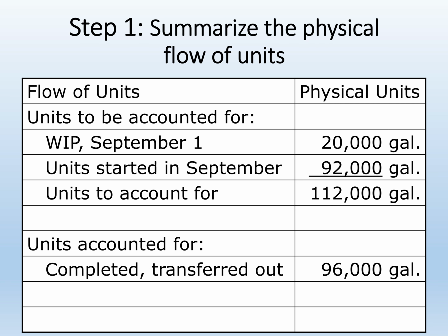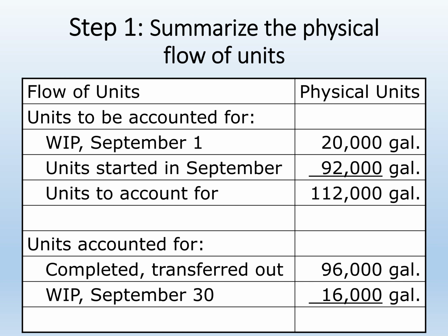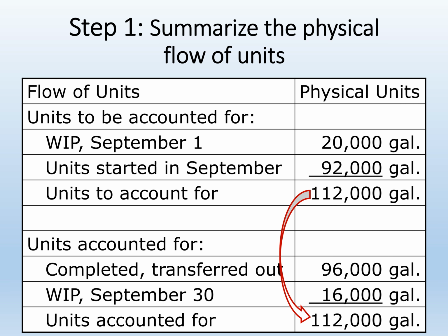On the output side, we just figured out that we must have completed and transferred out 96,000 gallons. And we had 16,000 gallons in our work in process ending balance for a total of 112,000 gallons. Of course, the total number of units on the input side and the total number of units on the output side must be the same.